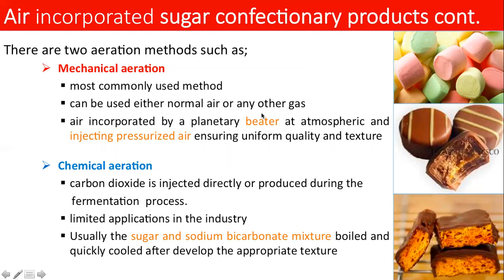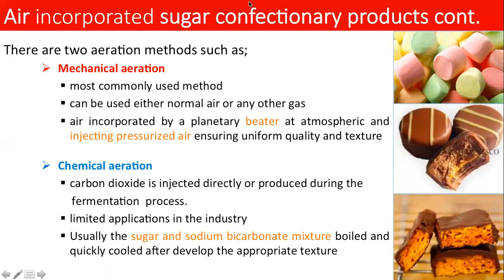Here we can use normal air, or if we have any preferable gas type, maybe oxygen or carbon dioxide, then we can use such gases also. If not, we can use the commonly available atmospheric air. Air can be incorporated by a planetary beater at atmospheric pressure or by injected pressurized air, ensuring uniform quality and texture. In these examples, with the method we use, the texture also changes, right? Here you can see somewhat honeycomb structures inside the texture.